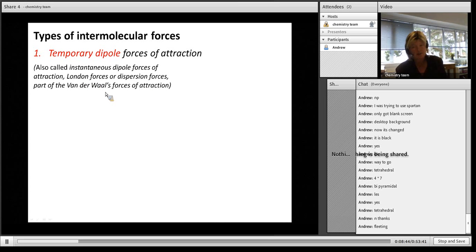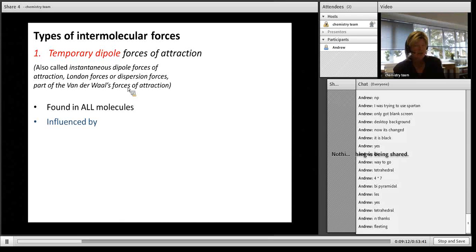London and van der Waals were 2 chemists that were working with this, so that's why their name has been put to it. It's found in all molecules. So it doesn't matter if it's a polar molecule like water, or a non-polar molecule like carbon dioxide. All molecules have electrons moving around, so all molecules will have temporary dipole forces of attraction. Now, the strength of this intermolecular force, it's normally weak, but it can be influenced by 3 things.